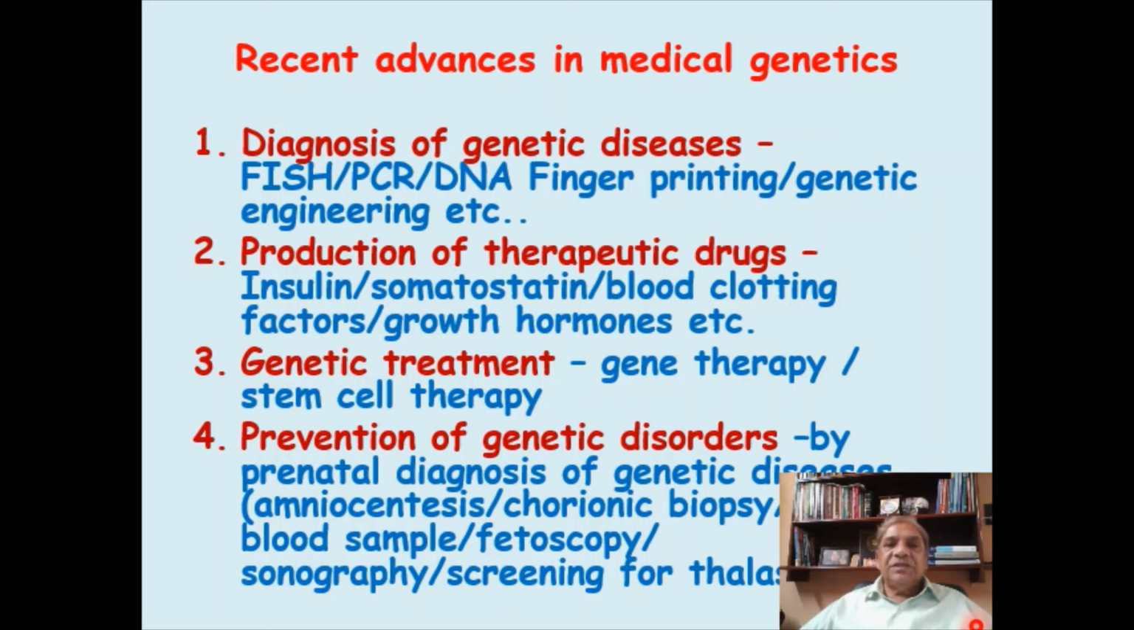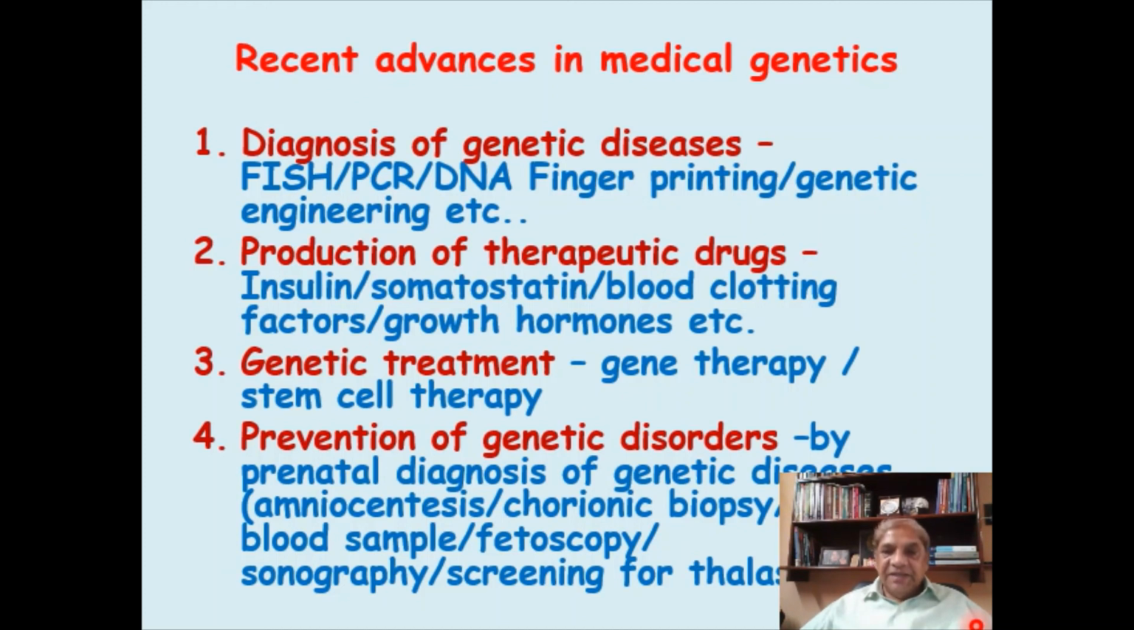Now the prevention of genetic disease is very important. If you cannot treat a disease, it is better to prevent it, so that the disease should not occur. That branch is called prevention of genetic disorder. And how can you prevent? By prenatal diagnosis of genetic disease. What is prenatal diagnosis? That means you have to diagnose that disease while the fetus is still in the womb of the mother, in the uterine cavity.